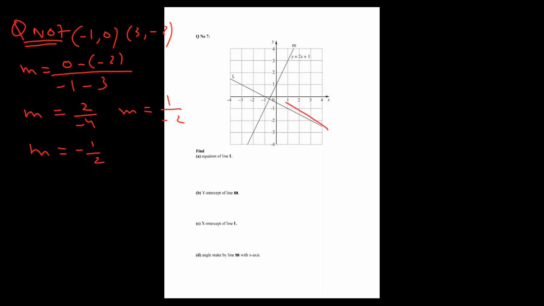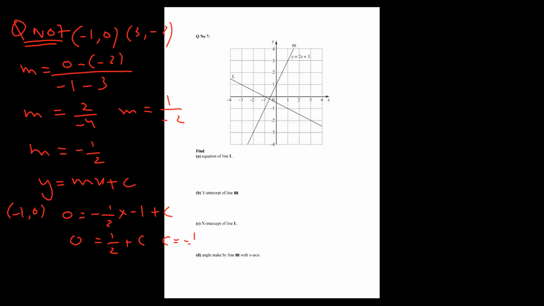But is this line visible where it is cutting the y-axis? No, so it's not very hard to calculate. y is equal to mx plus c. Take any point you like. I'm using the first one. So y is 0, m is minus half, and x is minus 1. So this becomes positive half, it goes there, so c becomes negative half. Ultimate answer: y is equal to mx plus c, with these values.